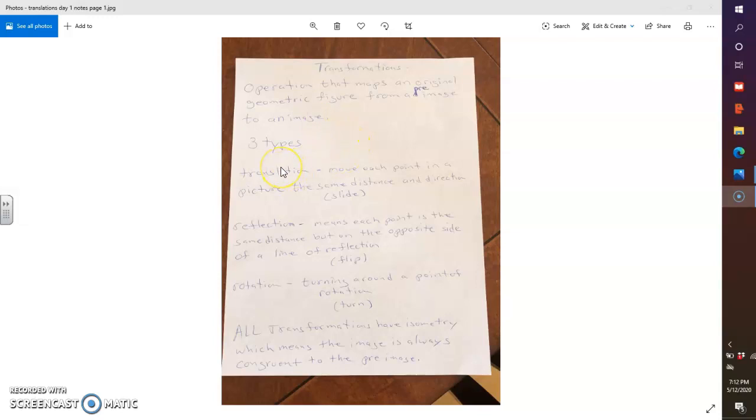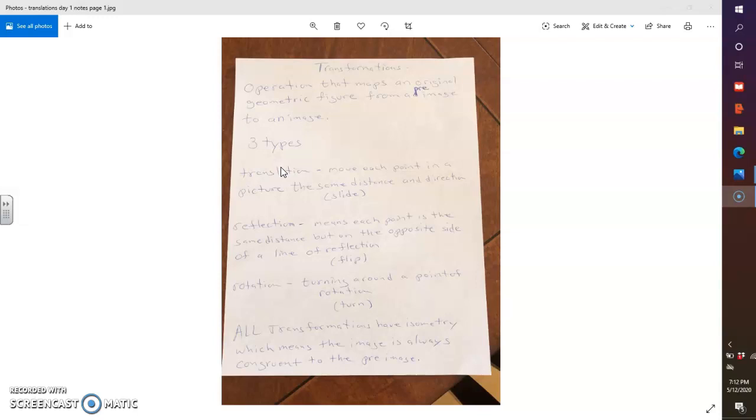And we're going to do three types. We're going to really look at two of them today, but eventually we'll get to all three. The first one is a translation, which is the simplest one. It's really just moving each point of a figure in the same direction and distance. So if we have 3 points like a triangle, we move all 3 points the same direction and distance.